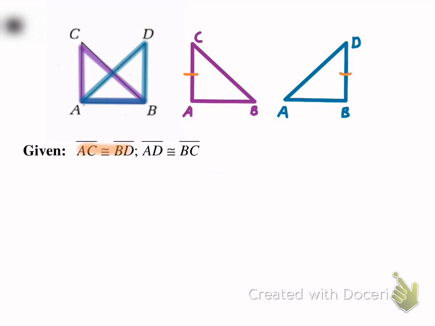So I know line segment AC is congruent to line segment BD. I've marked these two sides congruent with a single orange hash mark there. And what else do I know? I know AD is congruent to BC.